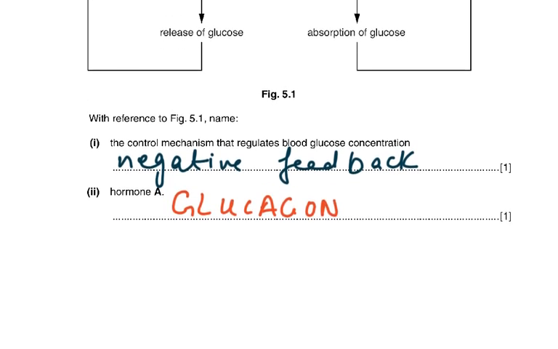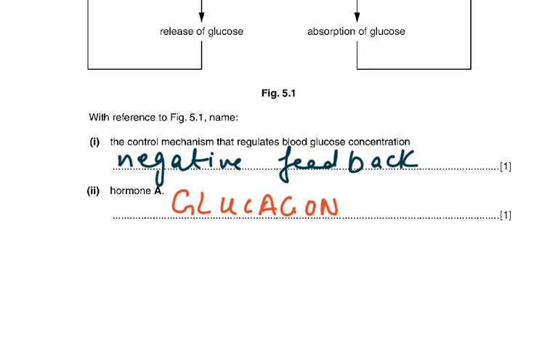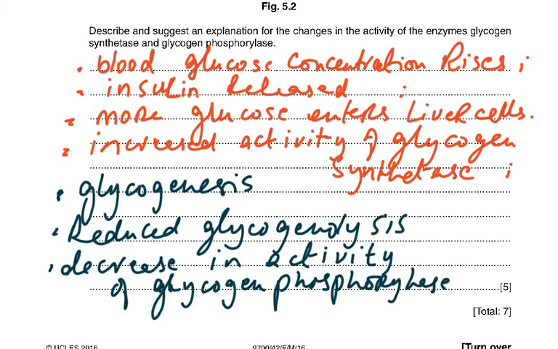Now, with reference to 5.1, name the control mechanism that regulates blood glucose concentration: negative feedback. Hormone A was glucagon. And then it says describe and suggest an explanation for the changes in the activity of the enzyme glycogen synthetase and glycogen phosphorylase. So blood glucose concentration rises, insulin released, more glucose enters the liver cells, increased activity of glycogen synthetase. Naturally, the word glycogen synthetase means synthesis. So more glycogen being formed because your blood glucose is high, so it's being absorbed and taken away from the blood and is being stored in the liver as glycogen.